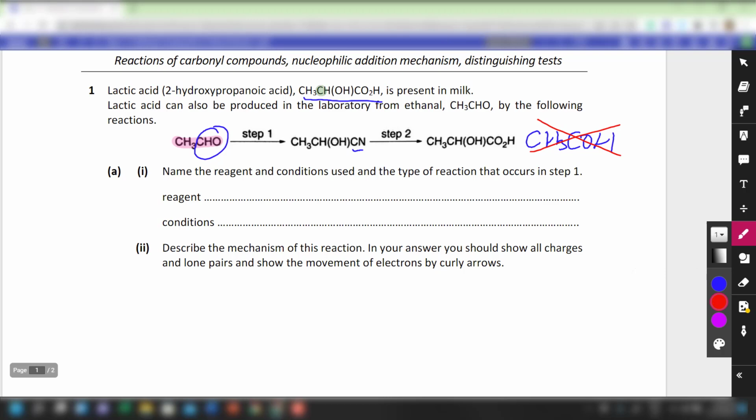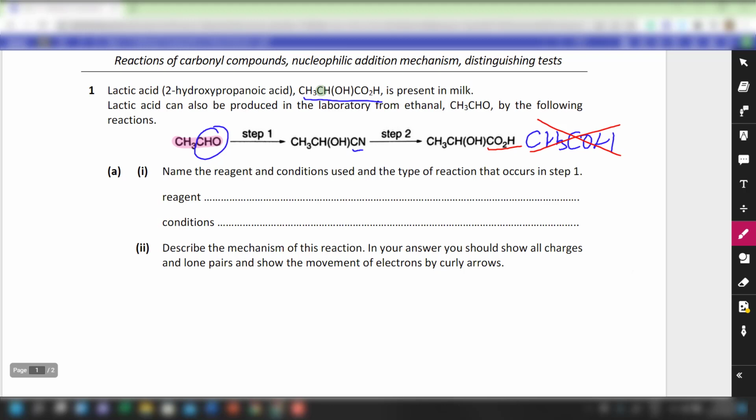So clearly step 1 is a nucleophilic addition step, and then in step 2, you realize that the C≡N bond is gone, and you get a carboxylic acid. So step 2 should be acidic hydrolysis, something which you are very familiar with from the topic halogen derivatives onwards. For question A, part 1, you are supposed to name the reagents and conditions used and the type of reaction for step 1.